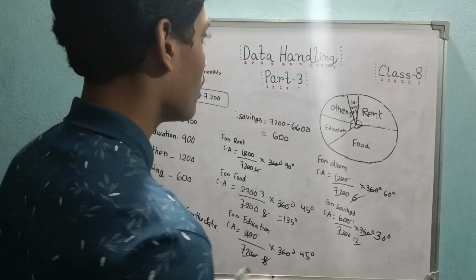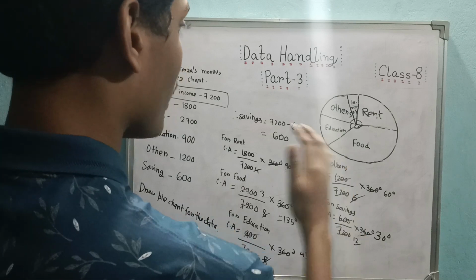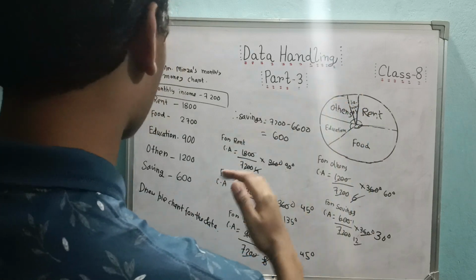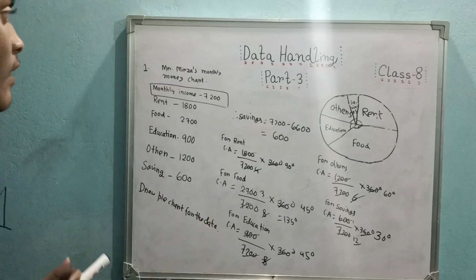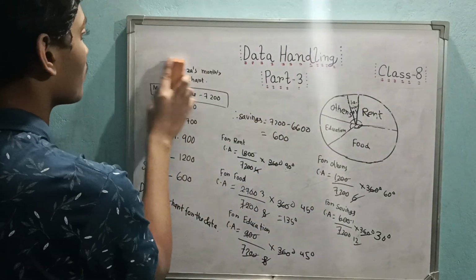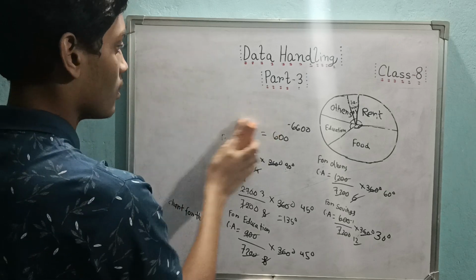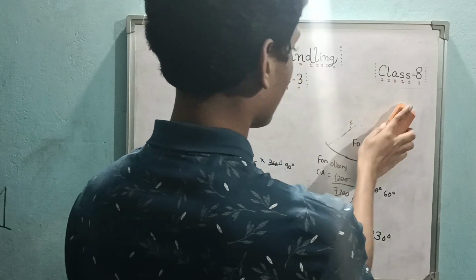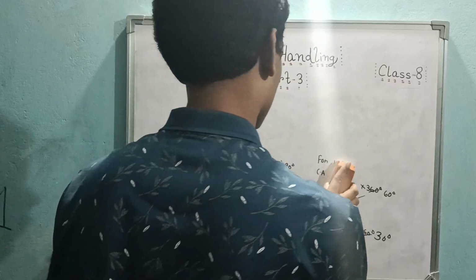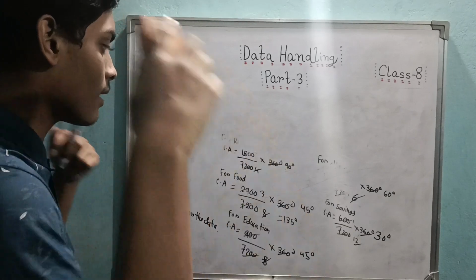Now let's see the next one. So then this is the application: food, rent, savings, others. So this is Mr. Mirza's monthly money chart. Let's see the next one. So let's see, we have to draw. We can show you 2 to 3 sums on one whiteboard, but there are many sums.